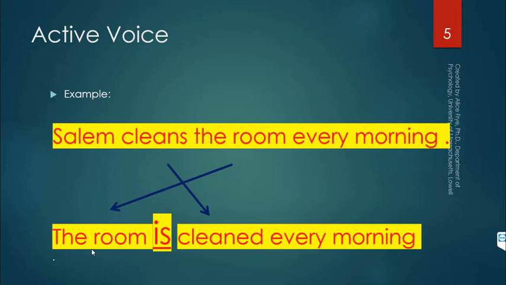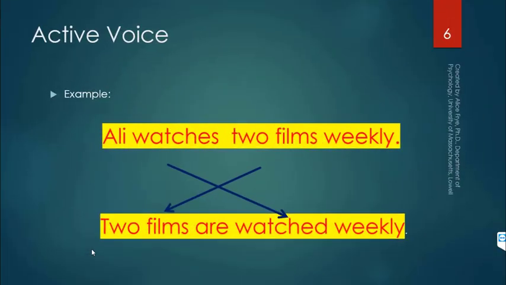Salim cleans the room every morning. So we start the sentence with the room. The room is cleaned every morning. Ali watches two films weekly. Two films are plural, so we use are plus the past participle of watch, watched. Two films are watched weekly.